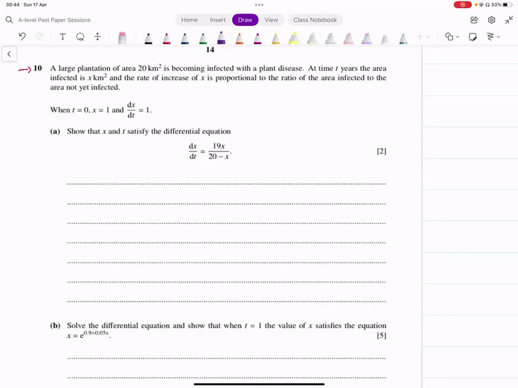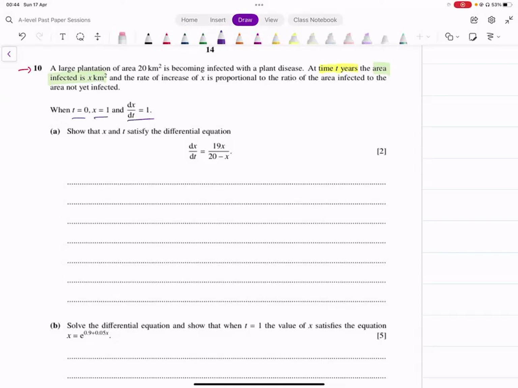So what are the variables that we've got? Time t years, area infected, that is x kilometers square. So we've got the area infected and we've got the time. The rate of increase of x is proportional to the ratio of the area infected to the area not yet infected. When time equals 0, x equals 1, and dx over dt equals 1.